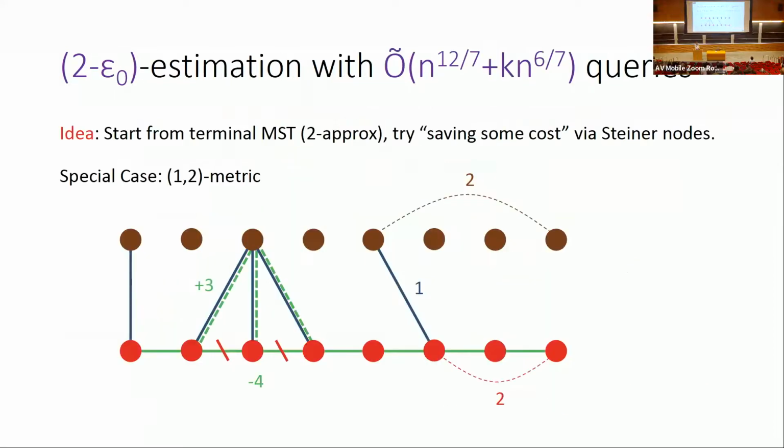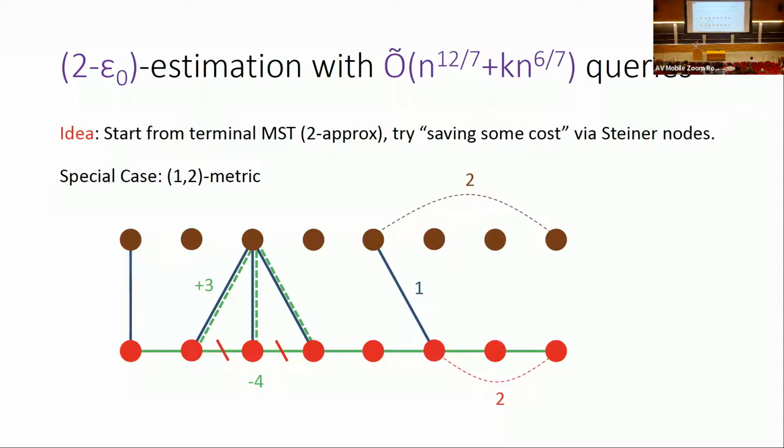In the remaining time, I will briefly illustrate how we get a better than 2 estimation in a sublinear number of queries. It's folklore that if we just focus on the terminal induced metric and look at the MST, minimum spanning tree, just on terminals, it is a 2 approximation. So the goal of getting a 2 minus epsilon approximation estimation is just by either confirming that it's bounded away from MST or bounded away from MST over 2. We start from MST and see whether or not we can save some cost from it, utilizing the standard vertices.